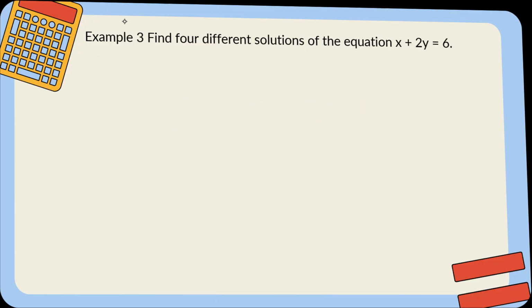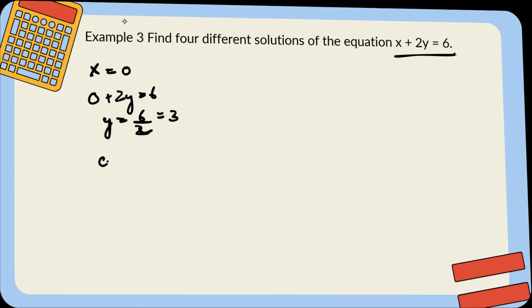Find 4 different solutions of the equation x plus 2y is equal to 6. So if I put x is equal to 0, what would happen? It will become 0 plus 2y is equal to 6. So y is equal to 6 by 2. So y is 3, correct? So we have (0, 3).